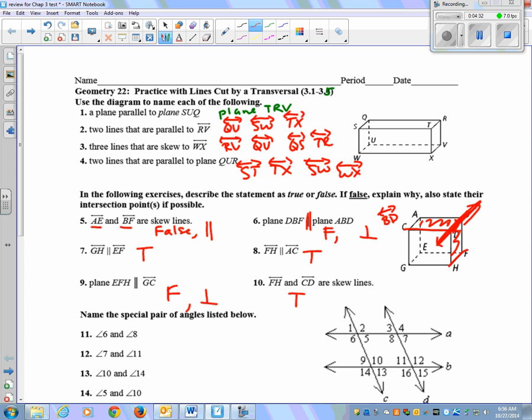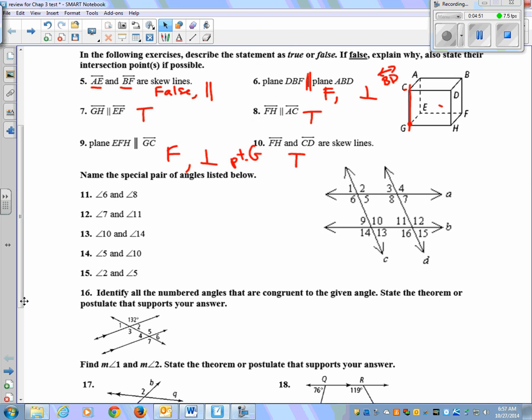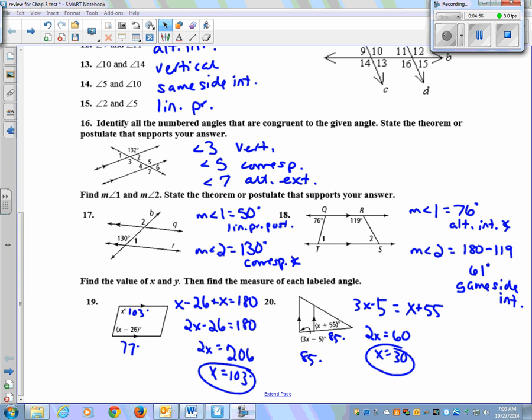And the only other one is number 9, which says plane EFH and line GC. Their intersection is point G. Okay, I'm going to put up these answers and come back to you.